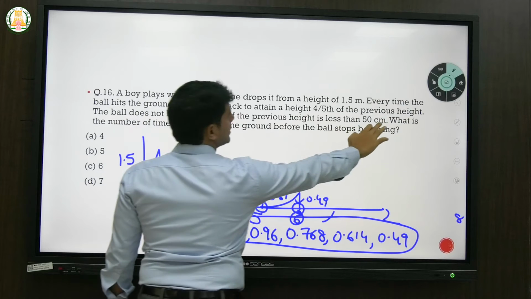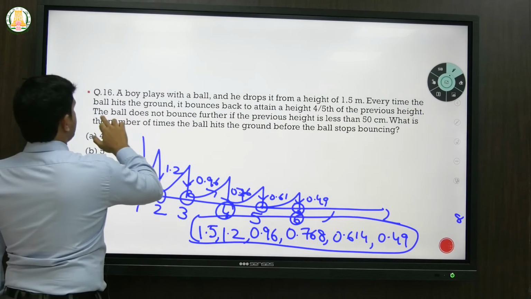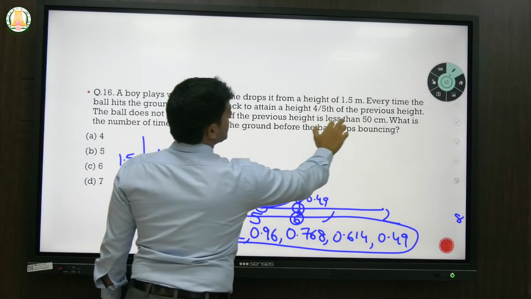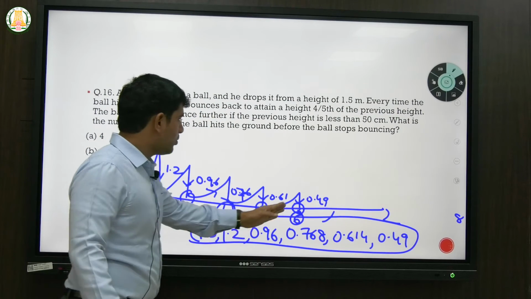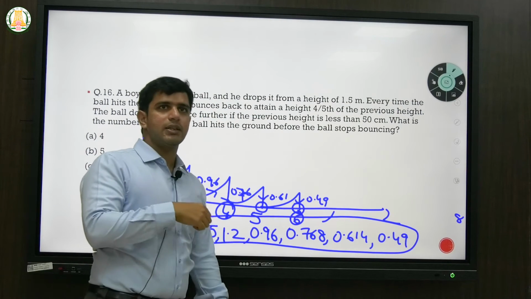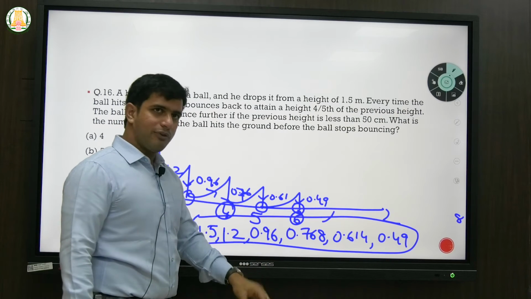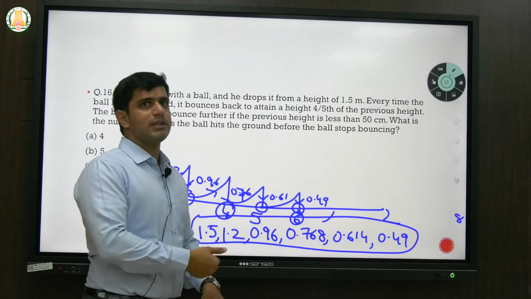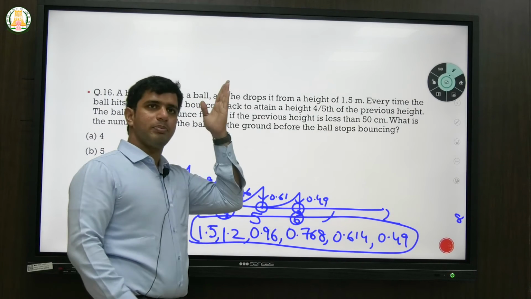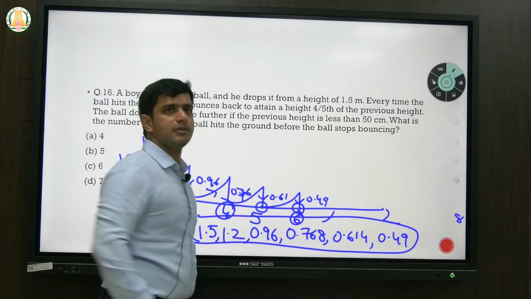Now, if you see the statement, what does it say? The ball does not bounce further if the previous height is less than 50 centimeters. So now, before touching the ground the sixth time, it has only risen to 0.49. So once it falls, since the height was less than 50 centimeters, it will not go up again. So you have to stop it here only.